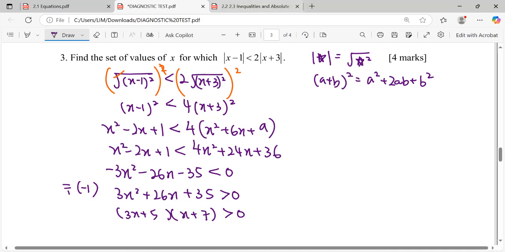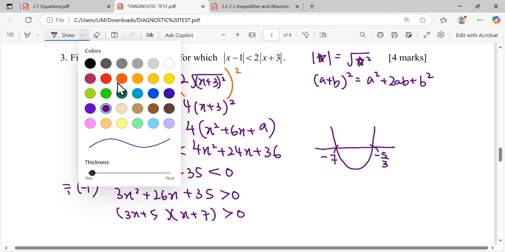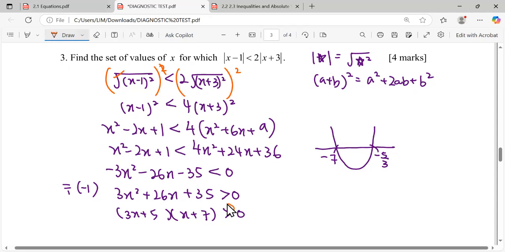So after I factorize, we're going to draw the graph and shade the region. Finding the roots, let the left hand side be the smaller value, which is negative 7. The root of negative 5 over 3 at the right hand side. Then for the region, more than 0 means the region above the x-axis. So the region above the x-axis for this graph will be this side and this side. So 2 regions here.